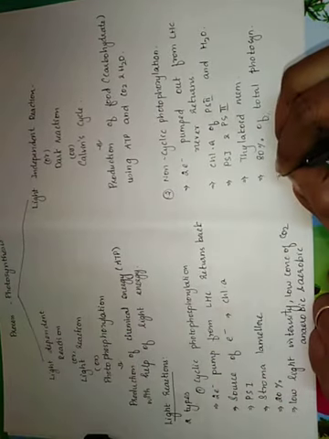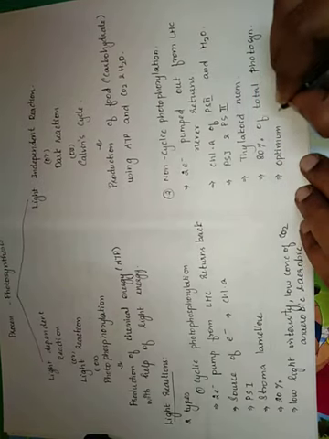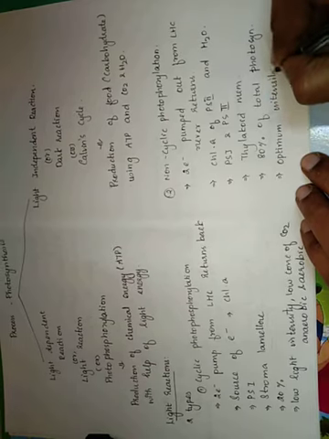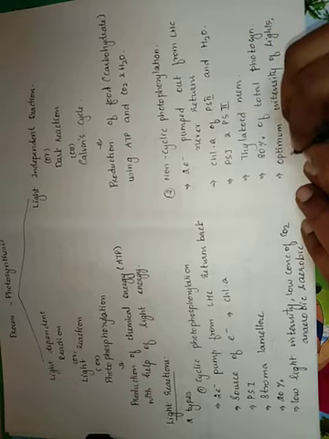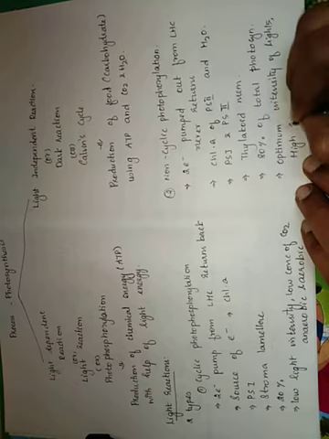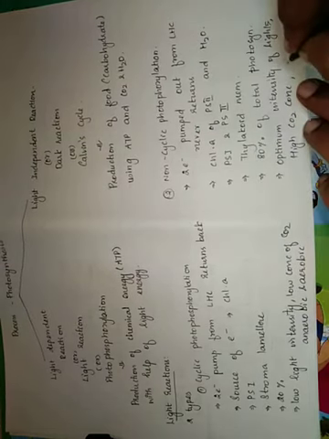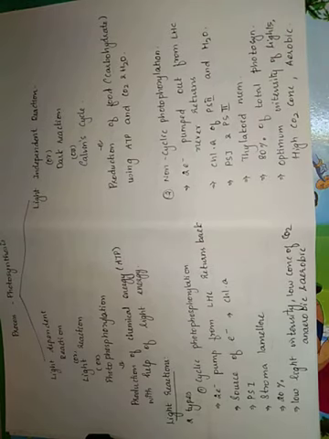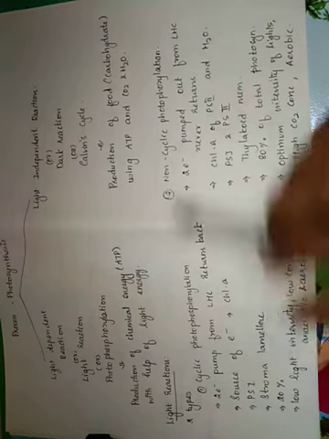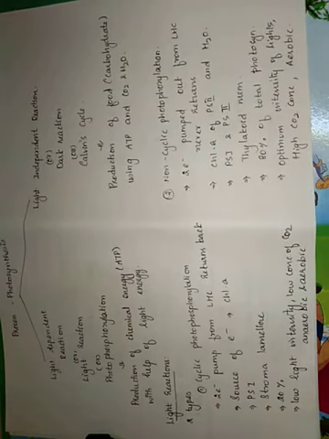Whereas non-cyclic photophosphorylation requires optimum intensity of light, high carbon dioxide concentration, and functions only in aerobic conditions. So these are the basic differences between cyclic and non-cyclic photophosphorylation. Now we'll see separately what cyclic photophosphorylation is, how it happens, and how non-cyclic photophosphorylation happens.